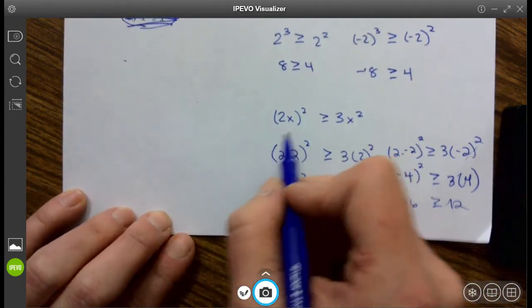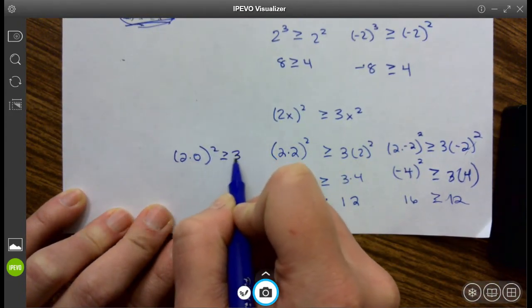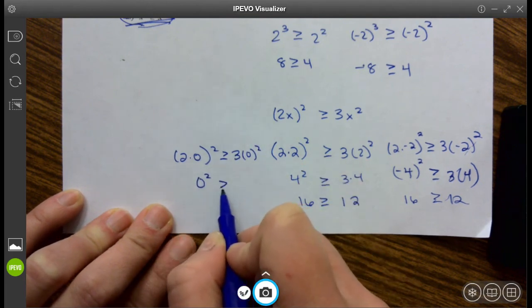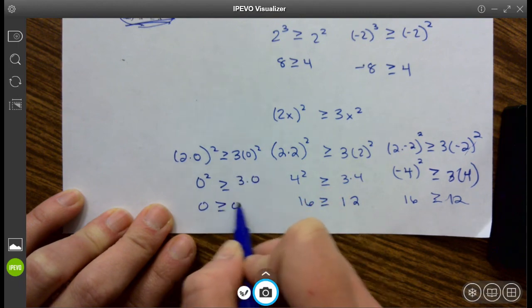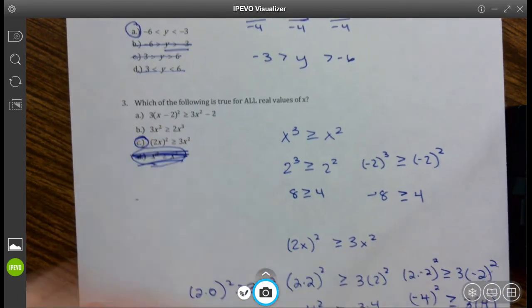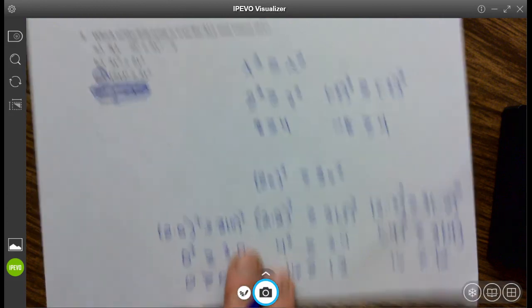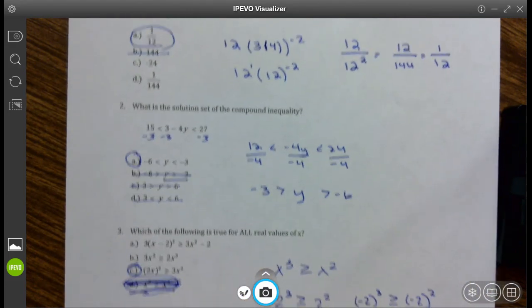But what about 0? If I put 0 in, it'll work for 0. 0 squared. That's 0. 3 times 0. So 0 is greater than, yes, that is true. Okay, so your answer is C. It works for any situation. If you have a negative number, positive number, or 0. Those are my 3 situations I tried to pick. So your answer was A, C.